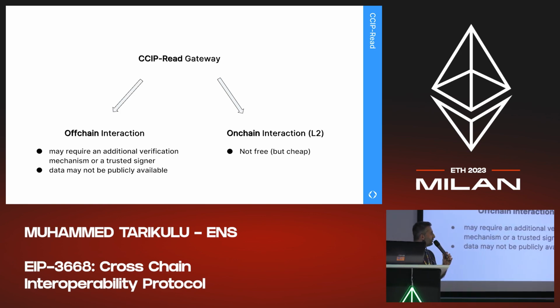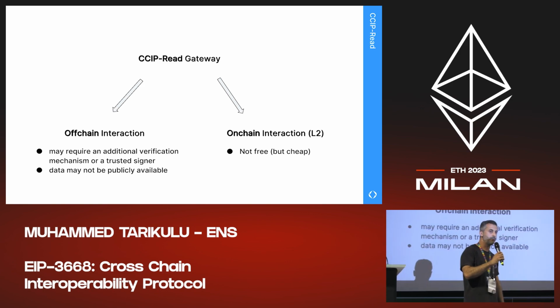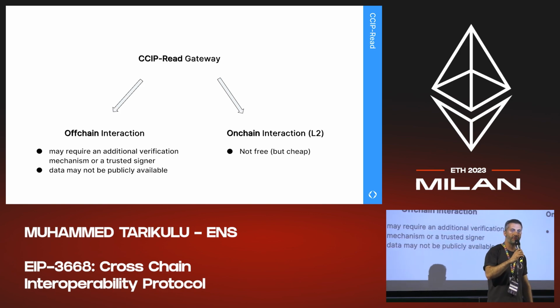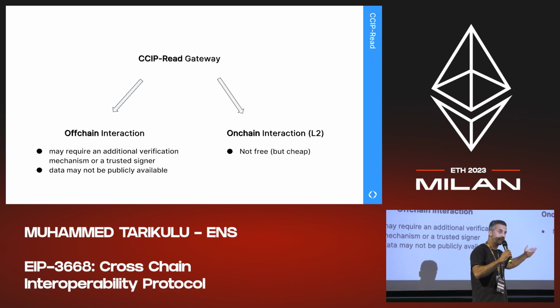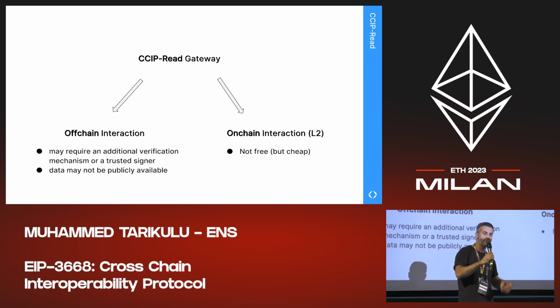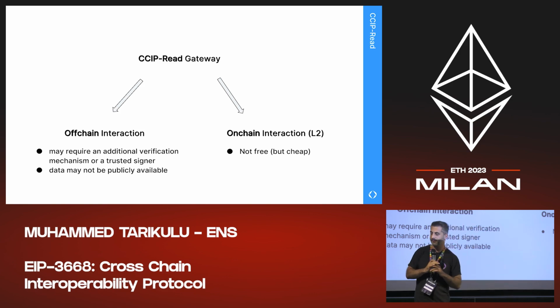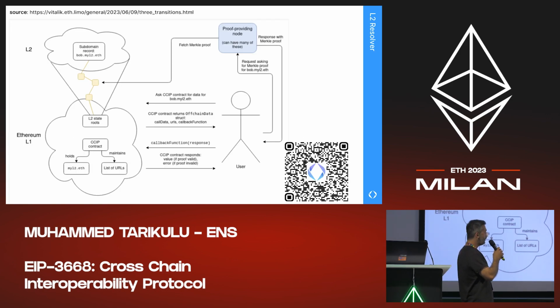In on-chain interaction, the verification is much more straightforward. You basically do a Merkle proof verification. The disadvantage is that it's not free like the off-chain one, because you are using another L2 and the transaction must be done for writing. The transaction must be done on the L2 level, but it's going to be super cheap relative to L1.